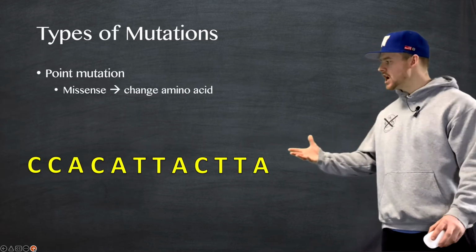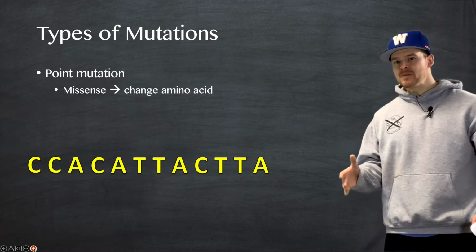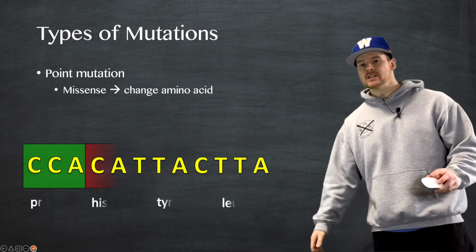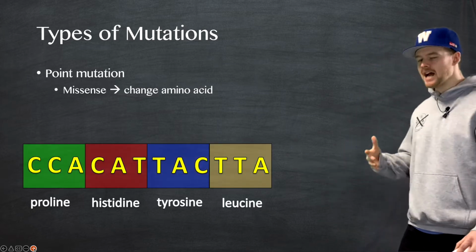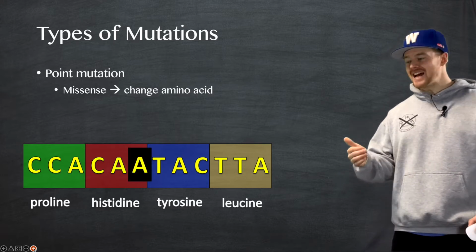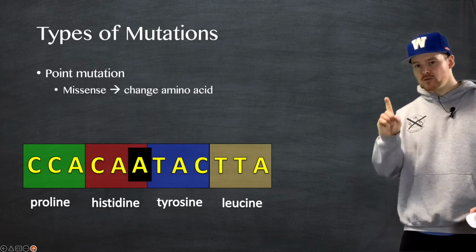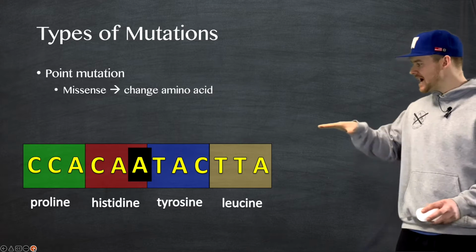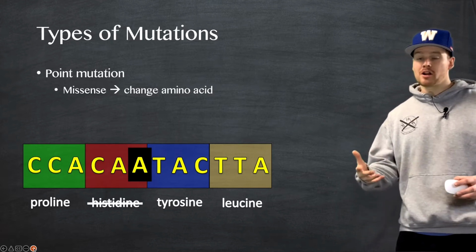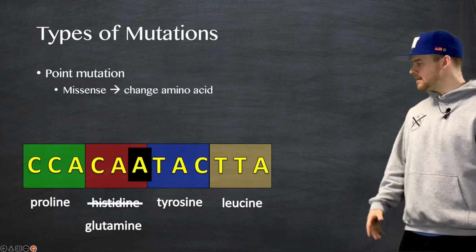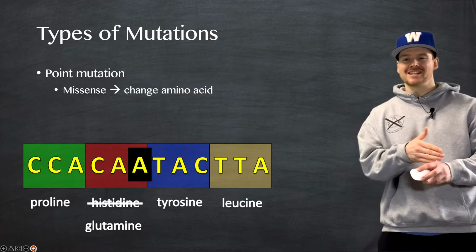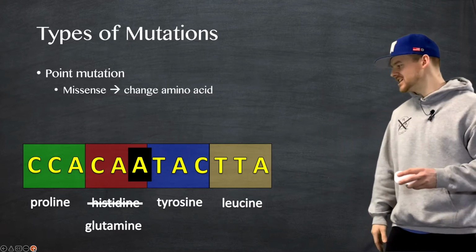So say we had this code of DNA, and that would normally, after the mRNA translation and then to the amino acid, would create these amino acids. If we had a mutation here where we change that to an A, in this case, we're changing one nitrogen base, that would change the code for that amino acid. It would no longer be histidine, and it would instead be glutamine. So we've just changed one of the amino acids in that amino acid chain.